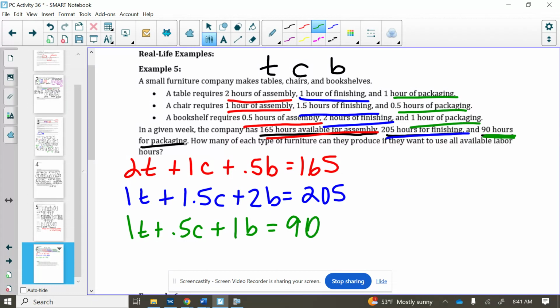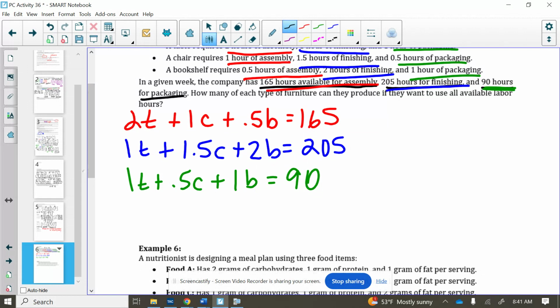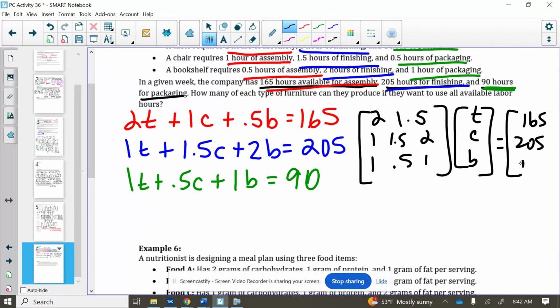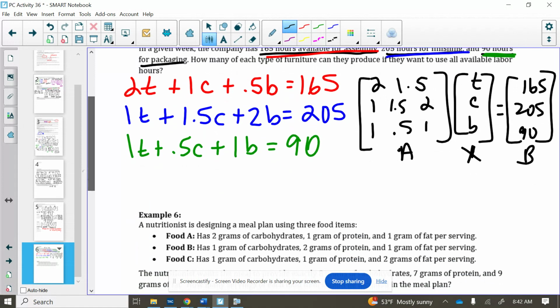So we have our original system, and we know then that we could set this up as a little matrix equation, this time a 3x3, setting up T, C, and B, and what the best type would be to actually solve on this. So we have our A, X, and B: coefficient, variable, constant.